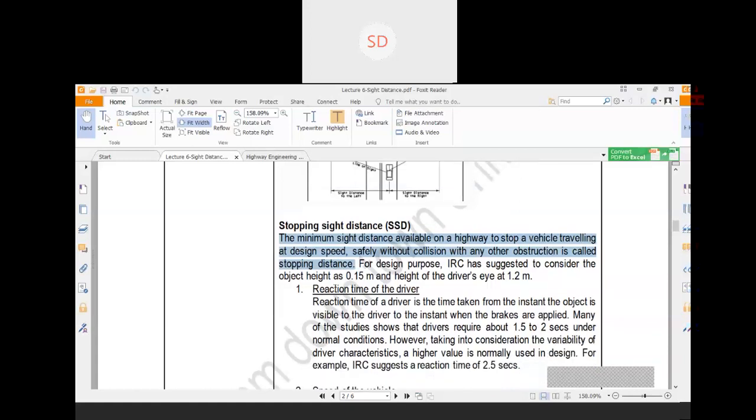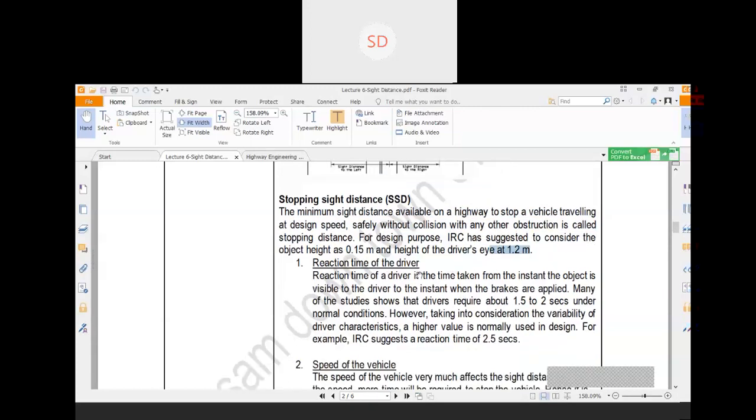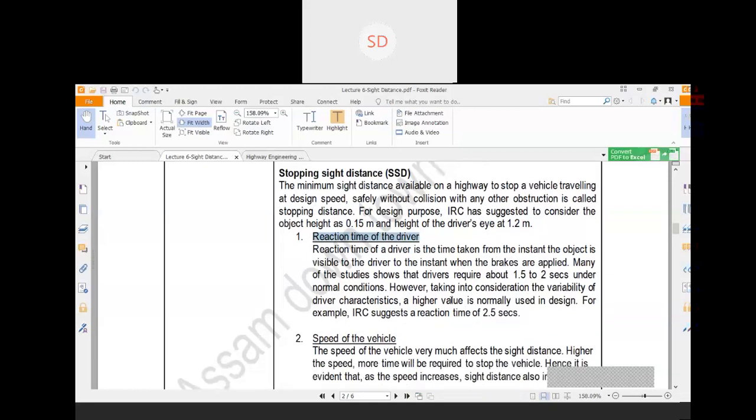Now, for design purposes, IRC suggests considering the object height as 0.15 meter, as we have discussed earlier, and the height of the driver's eye at 1.2 meter. Now, there are different factors which affect the stopping sight distance. The first one is the reaction time of the driver. Now, let us discuss what this reaction time is.